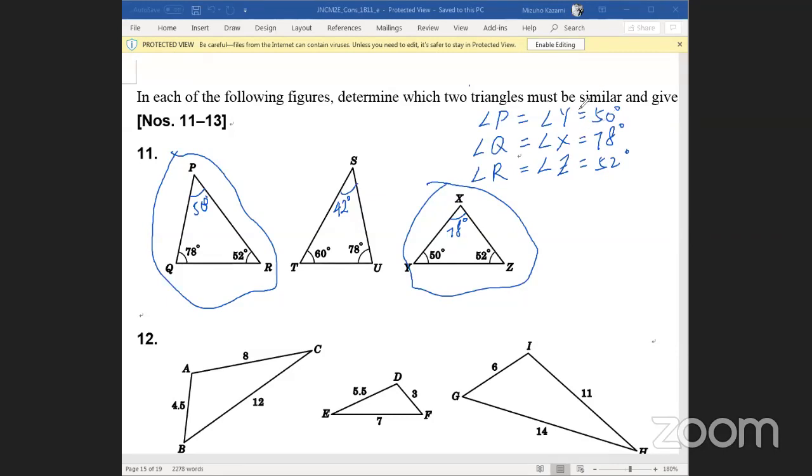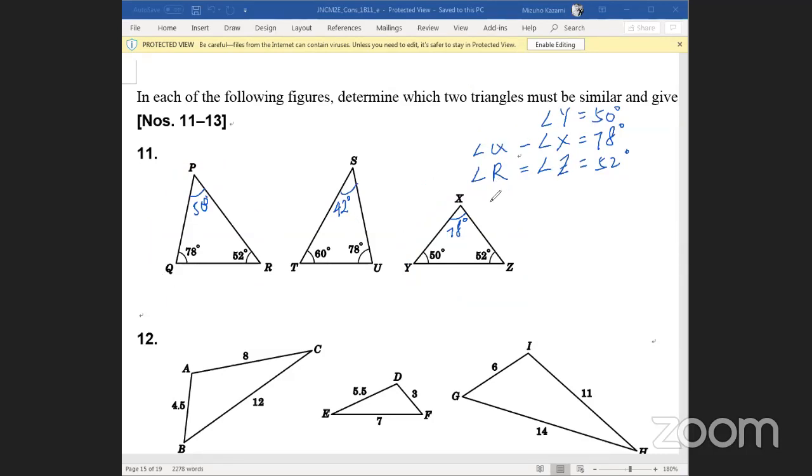Now after you have written down these steps, it means the angles are in sequence already. Therefore, you don't have any problems in writing the names of the triangles. You just follow the sequence like that. Triangle PQR is similar to triangle YXC. And then the reason: I have found all these three angles, therefore the reason is AAA.